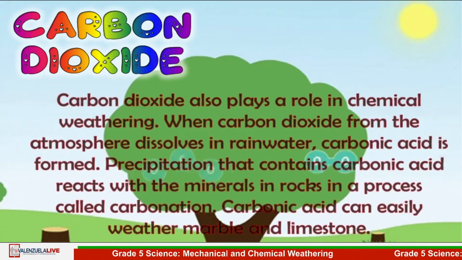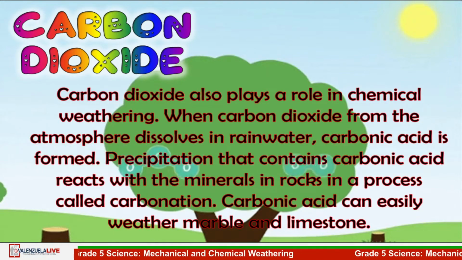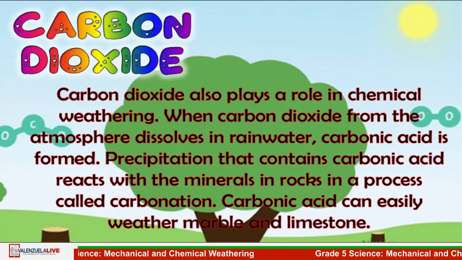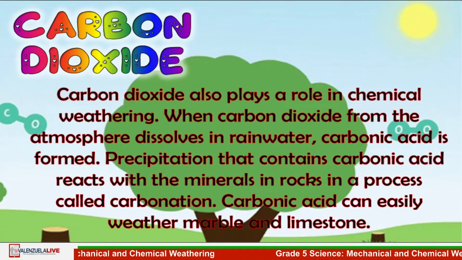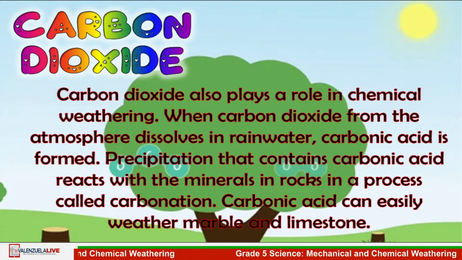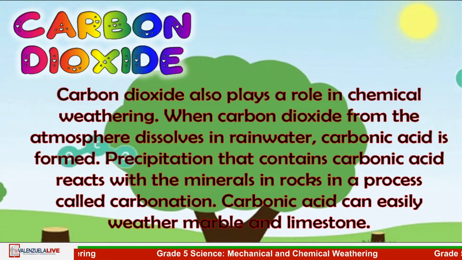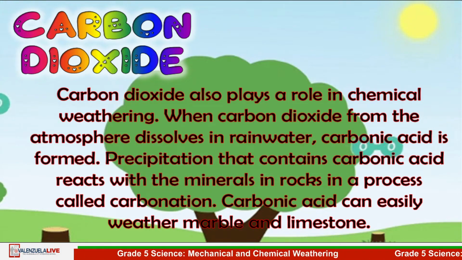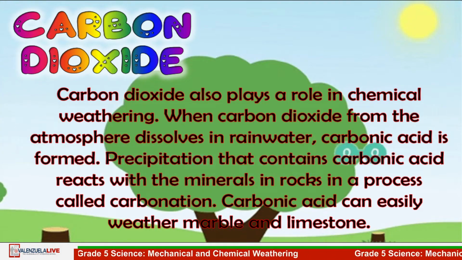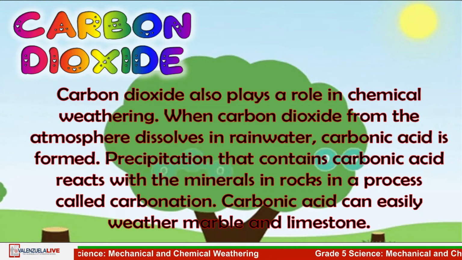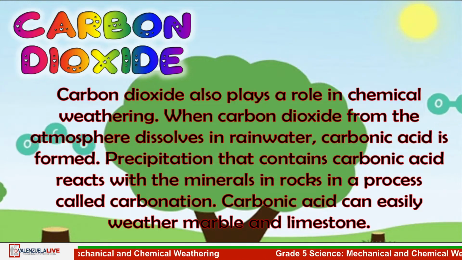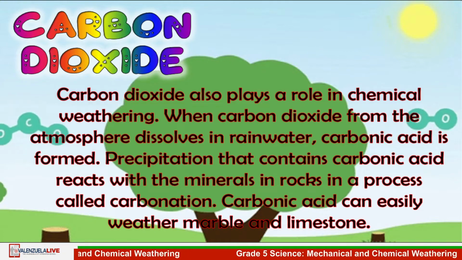We also have carbon dioxide. It also plays a role in chemical weathering. When carbon dioxide from the atmosphere dissolves in rainwater, carbonic acid is formed. Precipitation that contains carbonic acid reacts with the material in rocks in a process called carbonation. Carbonic acid can easily weather marble and limestones.